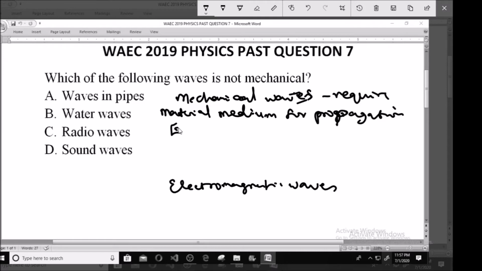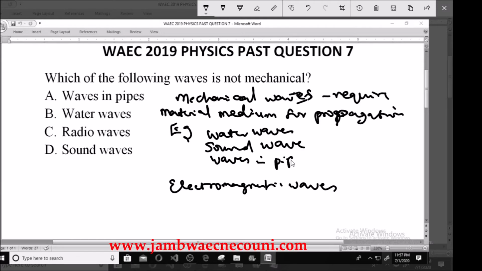So very good examples of these mechanical waves are water waves. It needs water for transmission. We have the sound wave. They cannot travel in vacuum. Then we have what we call waves in pipes, strings, rope. All of them need a medium. Without that medium, like water or the surface, they cannot transmit. So all these cannot travel through vacuum.